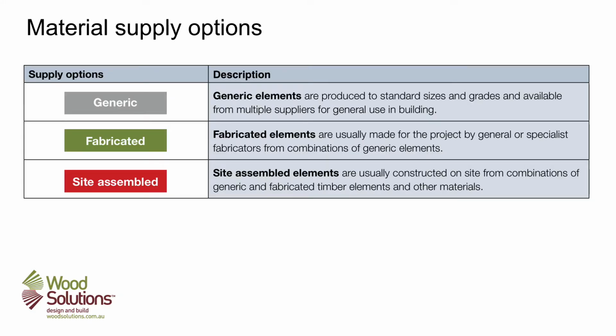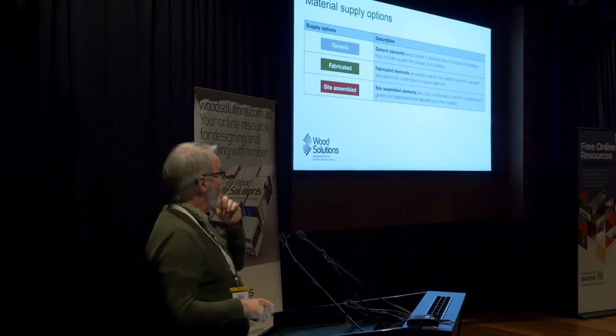One is a generic component. I think Paul made a comment earlier about commodity products, and really this generic is a commodity product. It's something you can buy at the hardware store. The next is you make a fabricated component, and a nail plate truss is a fabricated component. It's made for a location in a job and comes to site. The other is site assembled things, which are things that you can't actually make somewhere else. You've got to actually put bits together on site.